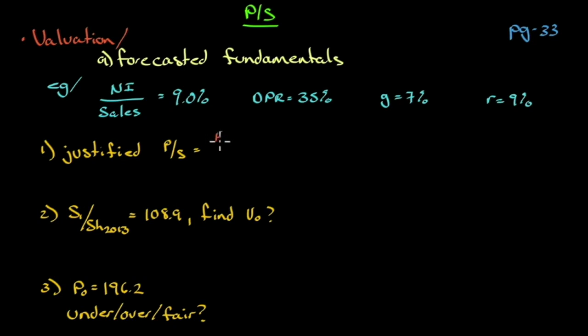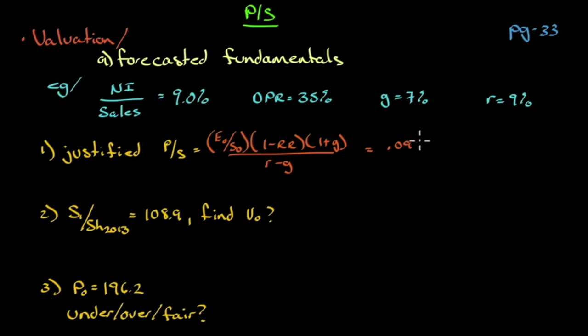Well, always trust your formula. E naught over S naught times 1 minus the retention rate, times 1 plus the growth rate, over R minus G. Always start there and then go hunting for your variables. Do we have E naught or S naught? Well, we're not given earnings or sales anywhere, but this is a ratio. What is earnings divided by sales? That's your net profit margin. What is net income divided by sales? There it is right there. So E is just another word for net income. There's sales right there, 9%.